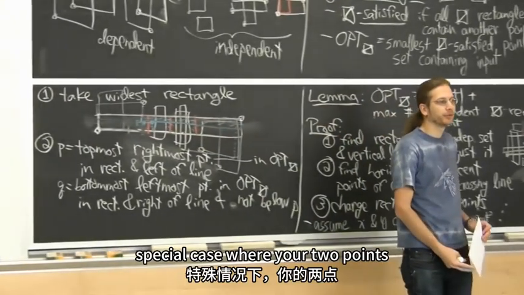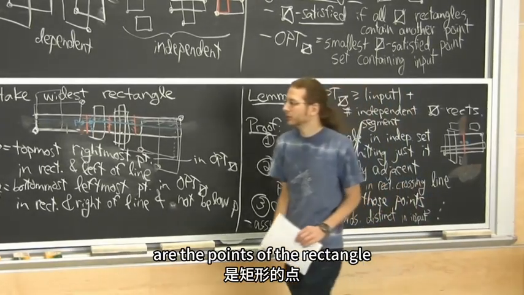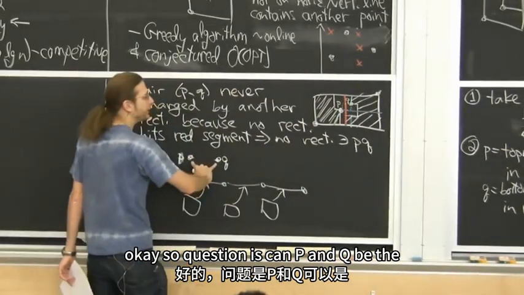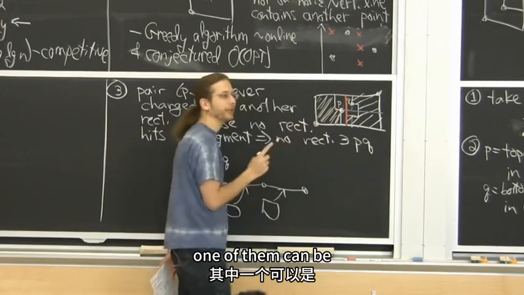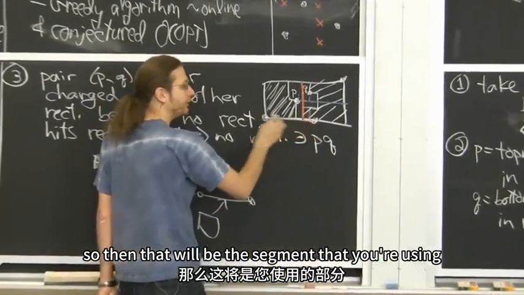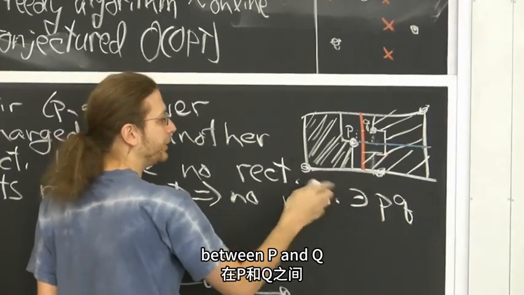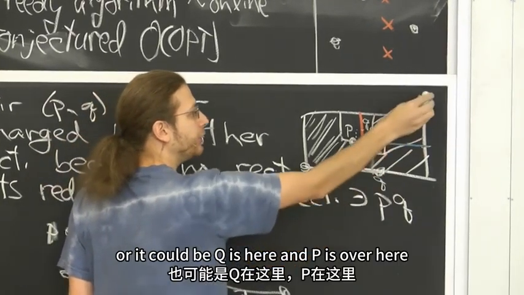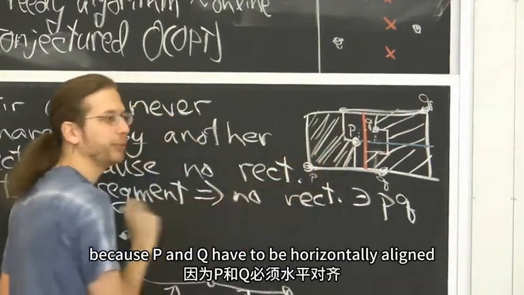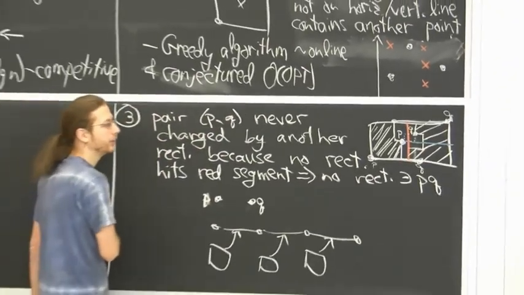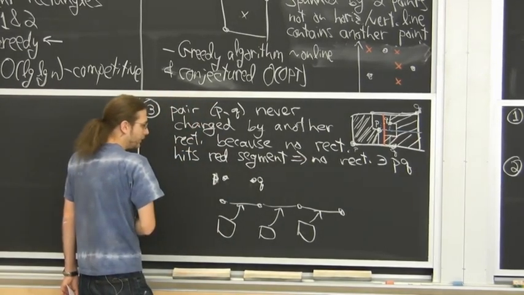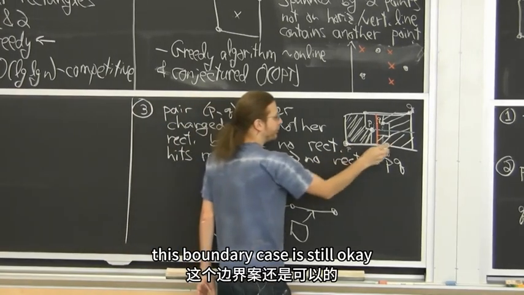Does this still cover the special case where your 2 points are the points of the rectangle? Okay, so the question is, can P and Q be the points of the rectangle? One of them can be. Like P could be here, and then another point is over here. So then that will be the segment that you're using between P and Q. Or it could be Q is here and P is over here, then that's the segment. You can't have them both equal because P and Q have to be horizontally aligned, and also because there's got to be another point in there. Yeah, so that should work. You have to check that this boundary case is still okay.